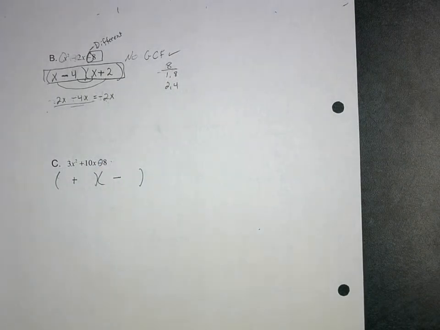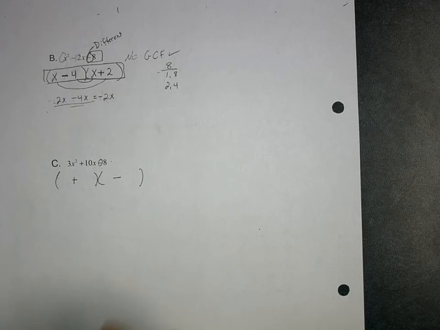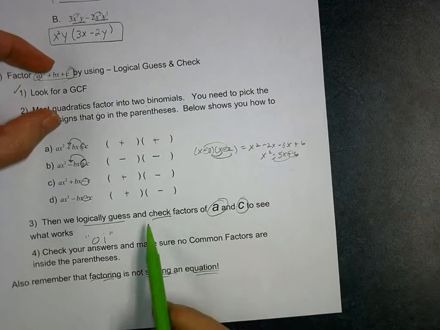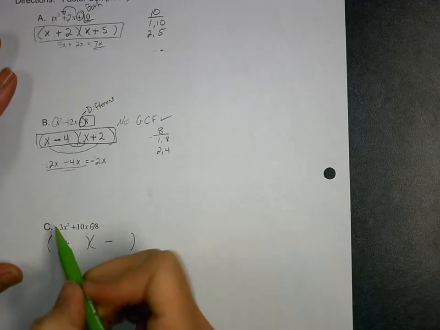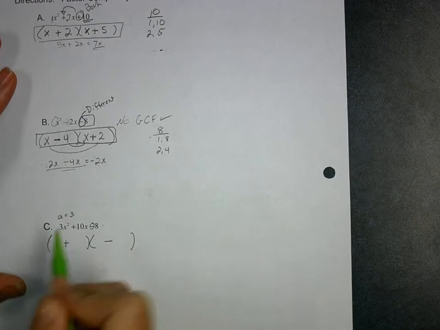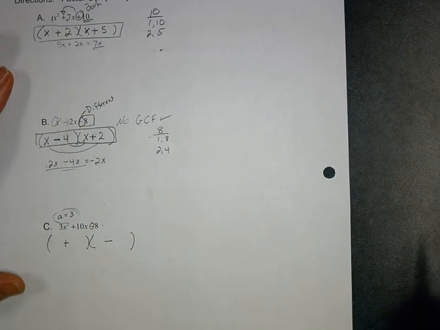Now, this is where it's a little bit trickier, because remember on the previous page, I said you have to worry about the factors of A and C. So now I have an A that's bigger than 1. So A here is 3. What are my factors of 3? I love it when it's simple. 1 and 3. You're totally correct.